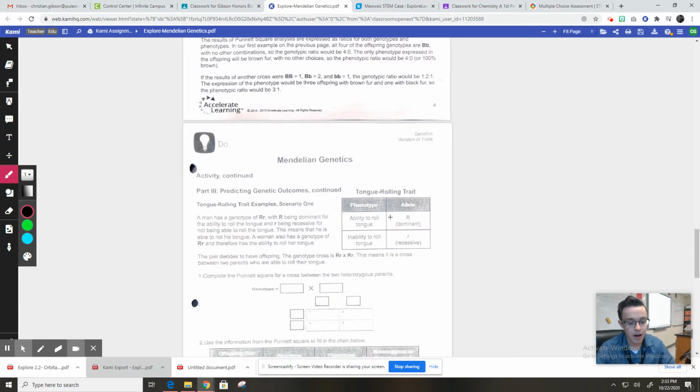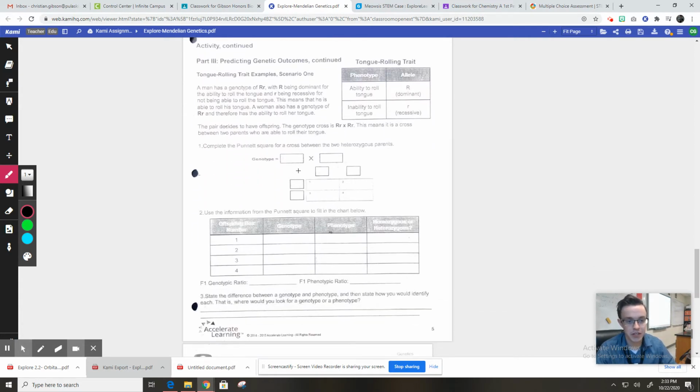So let's do this one together, and so that you guys shouldn't have any trouble with the rest of them. Okay, so tongue rolling follows simple Mendelian genetics. Okay, your ability to roll your tongue. So when you stick your tongue out, you can roll it. Okay, that is a dominant or recessive trait. So the ability to roll your tongue, if you can do that, you have the dominant trait. If you can't do it, you have the recessive trait.